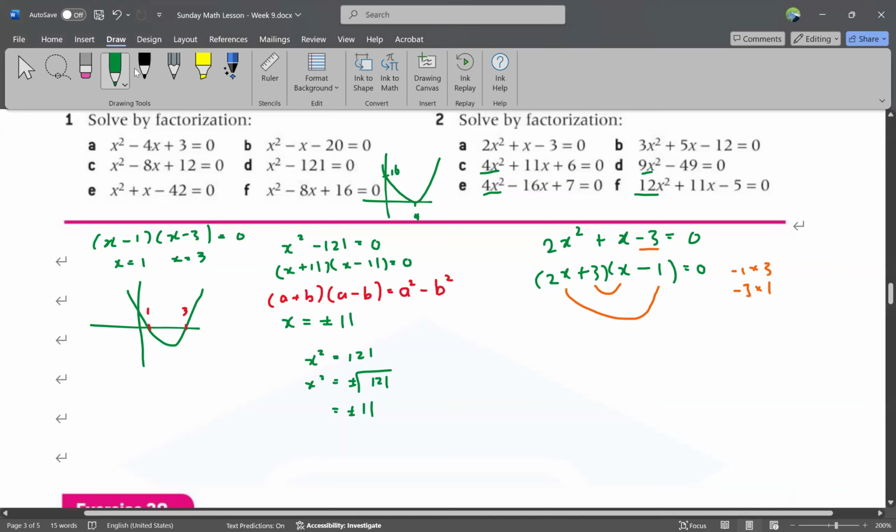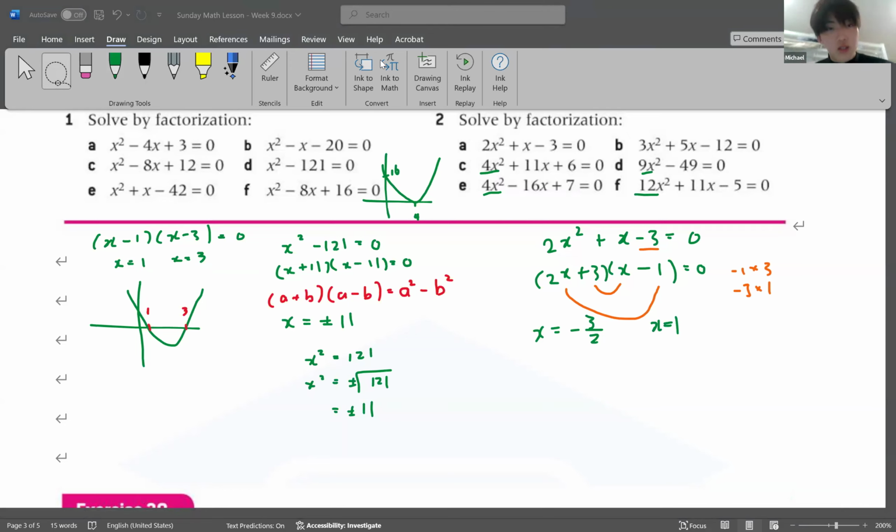Adriana, what did you get for the solution of the first one? x equals negative 3 over 2 and x equals 1. Hannah, did you get the same? Yeah. All right. Hannah, second one, B, what did you get? x equals negative 4 over 3.